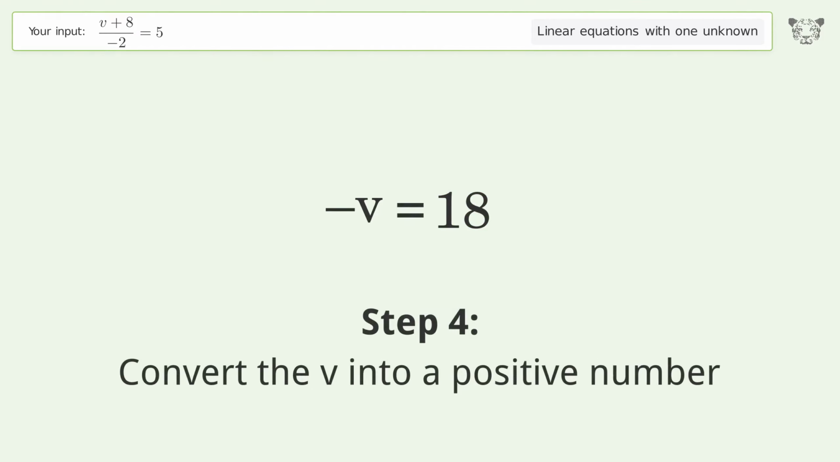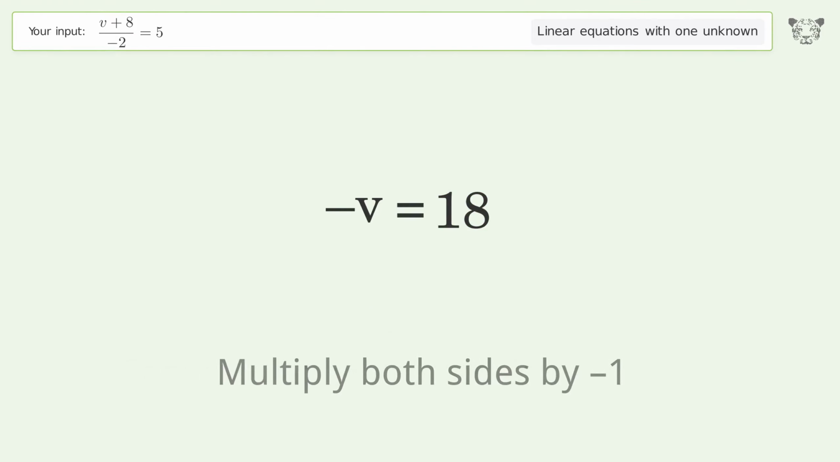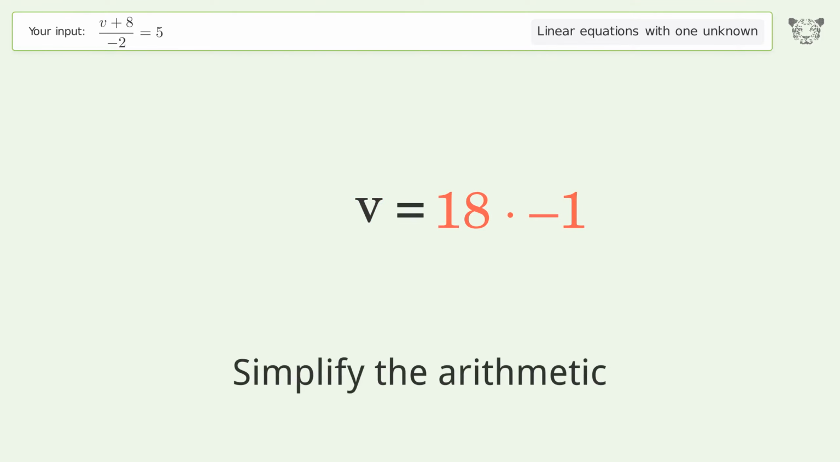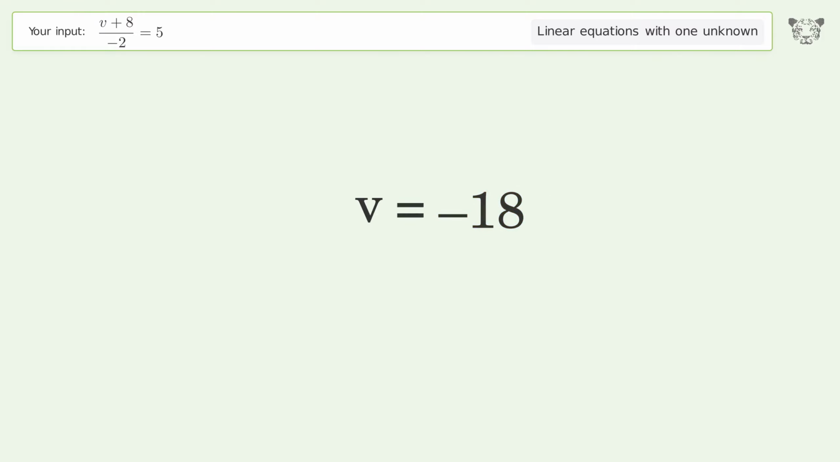Convert the v into a positive number. Multiply both sides by -1. Remove the ones. Simplify the arithmetic. And so the final result is v equals -18.